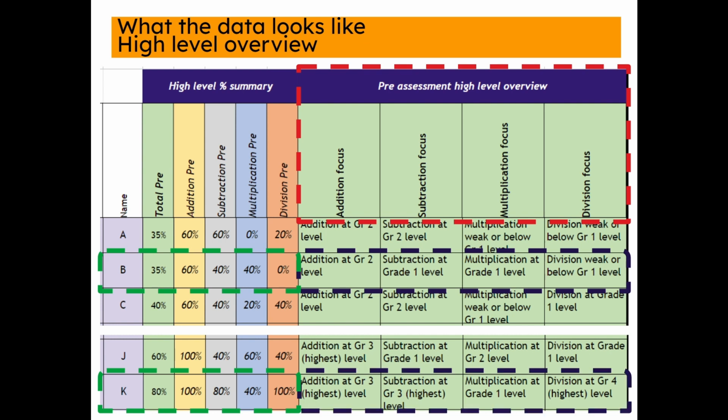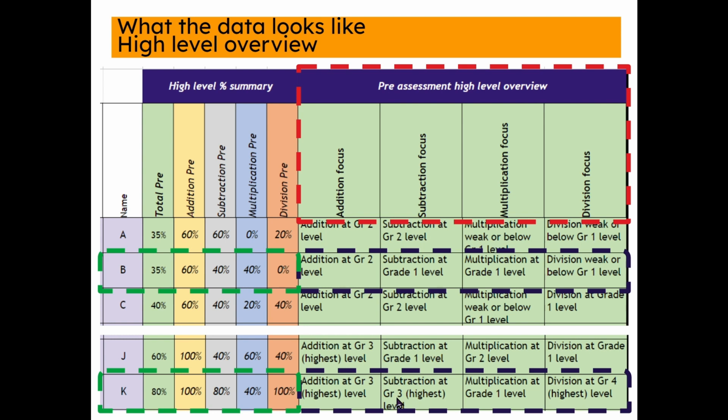Okay, so if we look at child K, this is the child who got 80% for the test, 100% for addition, 100% for division, and then stuff in between. So their addition is at grade 3 level. That's the highest level that this test assesses. Their division is at grade 4 because that's the highest level that is assessed here, and they've got 100% for both of those. So they're okay on those two.